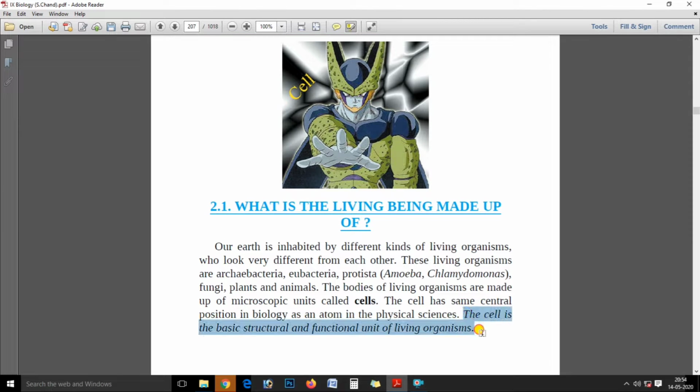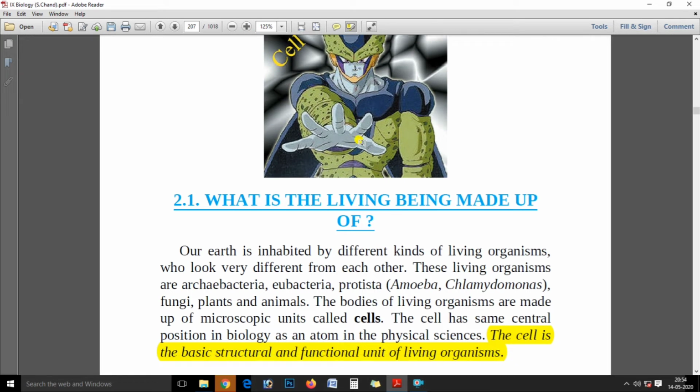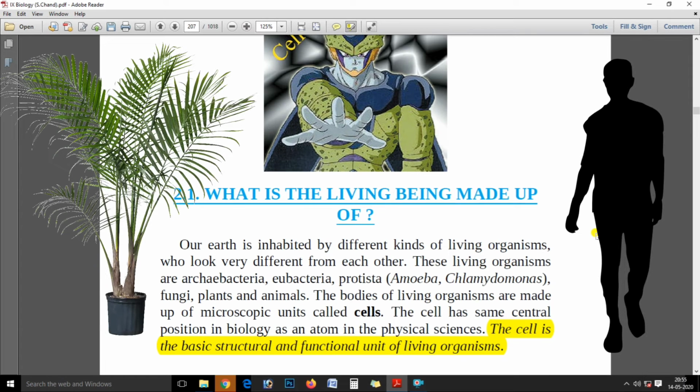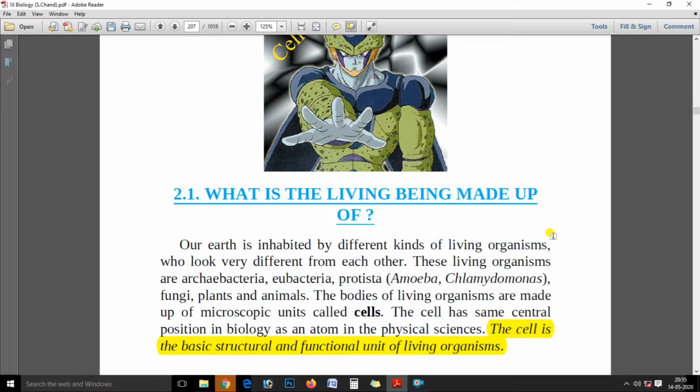The cell is called the fundamental unit of life. Now why is it called fundamental? Because it is the structural and functional unit of every living organism, whether it is plant or animal. Now you must be wondering why it is called the structural and functional unit of life. Let me explain with an example.